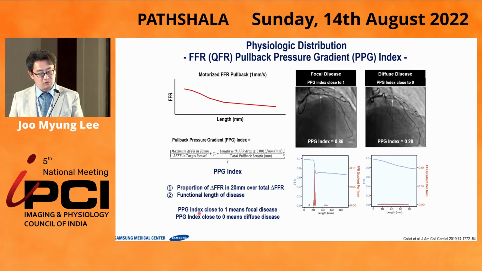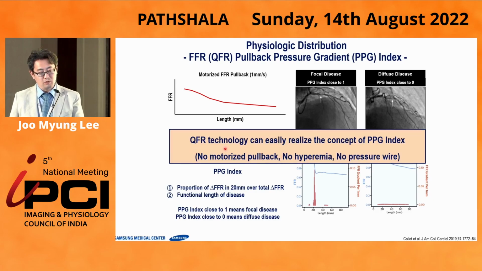So PPG close to 1 means focal disease. PPG close to 0 means diffuse disease. This is a very complicated procedure. We simply cannot do that in my cath lab. However, if you are using QFR technology, this can be done very easily.